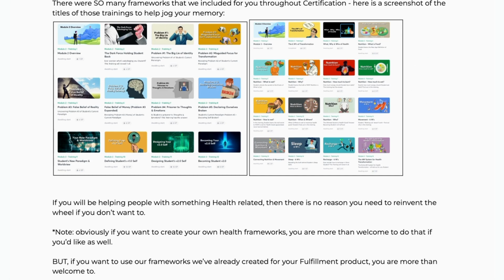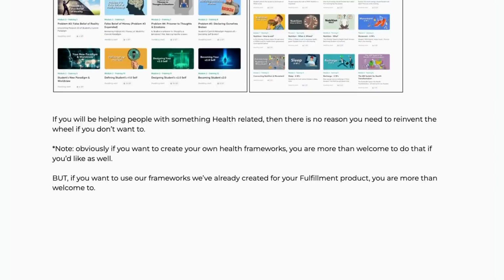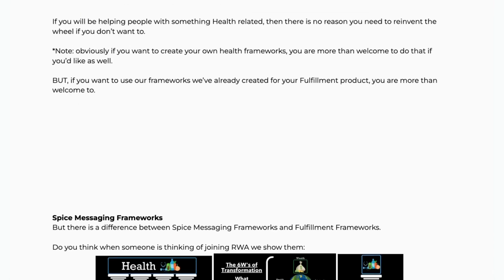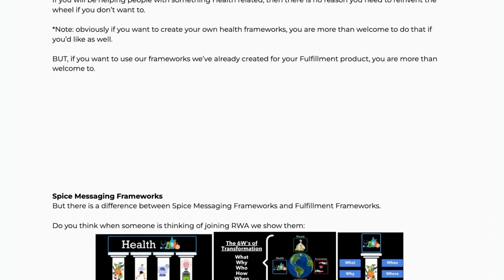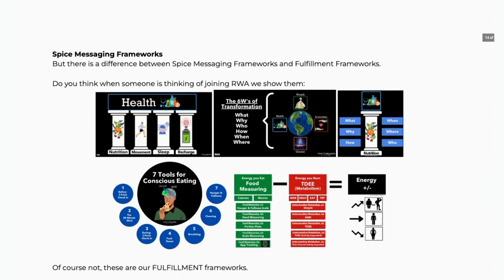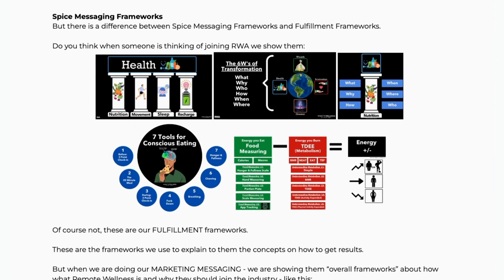But then the second part of this is now when we specifically talk about spice messaging frameworks, right? And that's where you have to understand the difference between them, okay? So we talk about the fulfillment frameworks. That's what we're talking about here, right? This is just an example of the fulfillment frameworks.